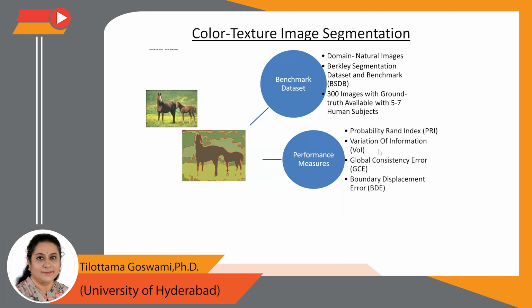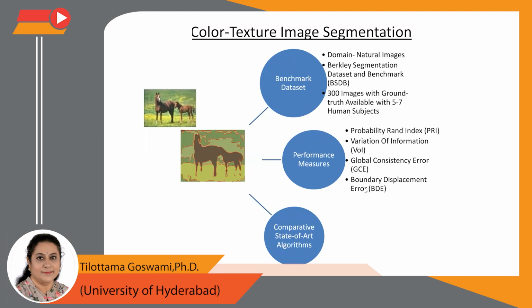The various performance measures are probability rand index, variation of information, global consistency error, and boundary displacement error, which we will be discussing subsequently in our next lecture. After doing the segmentation with the proposed algorithm, the comparison is done with state-of-the-art algorithms to see what the advantages and disadvantages of the proposed algorithm are. Automating image segmentation is still an open challenge.